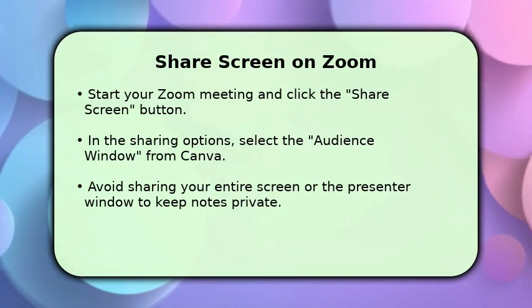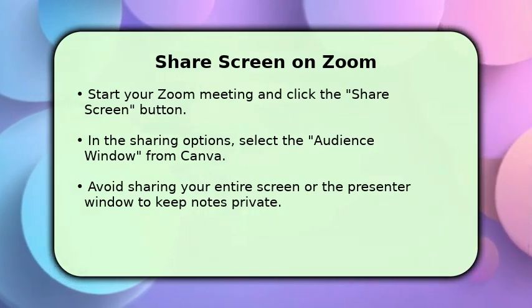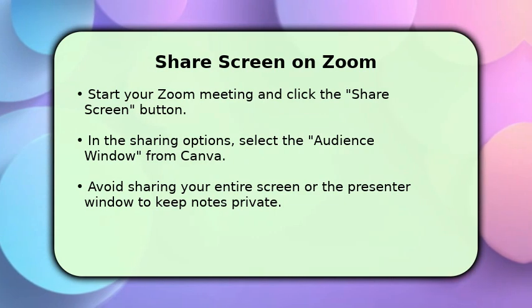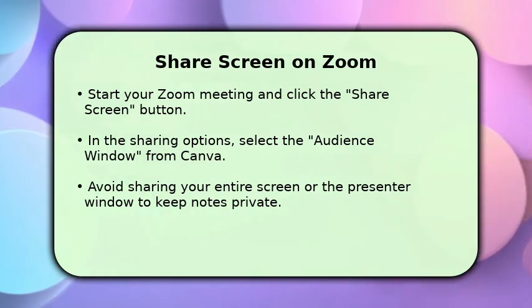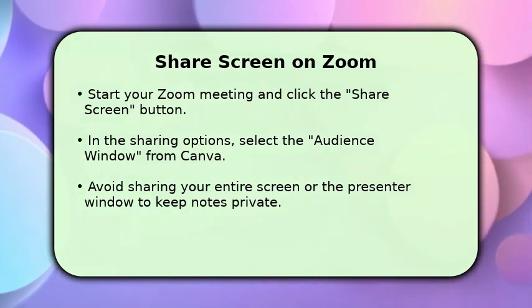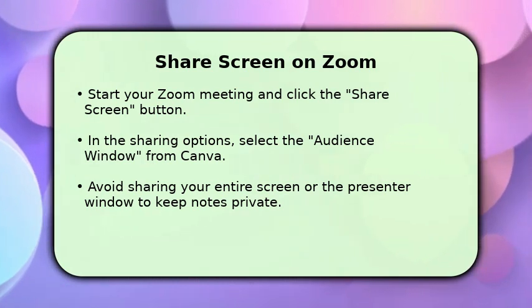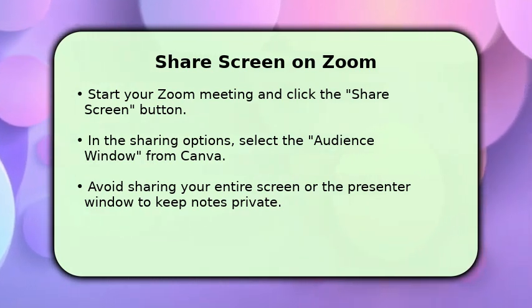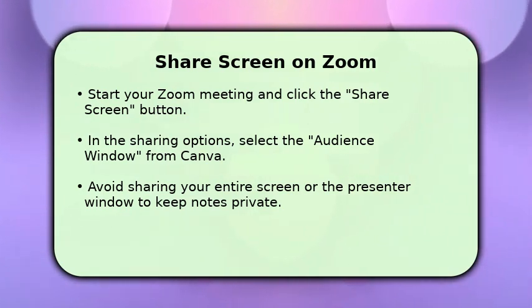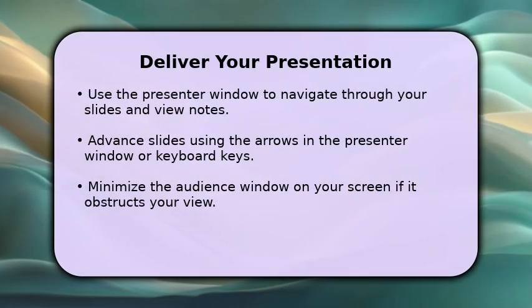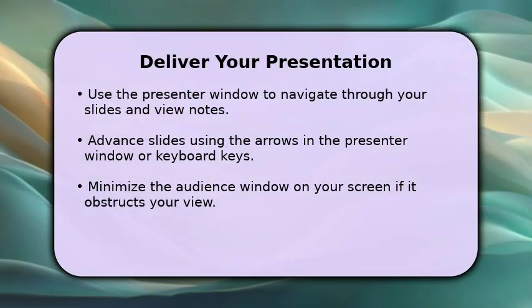Now, let's connect Canva to your Zoom meeting. Once your Zoom meeting is active, click the green Share Screen button at the bottom. It's crucial to select only the audience window from Canva, not your entire screen or the presenter window. This ensures your participants see only your slides, while your notes remain visible to you. Double-check that the correct window is highlighted before you click Share. With your screen shared, you are ready to deliver your presentation.